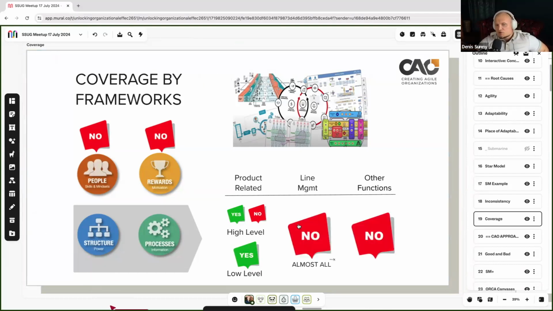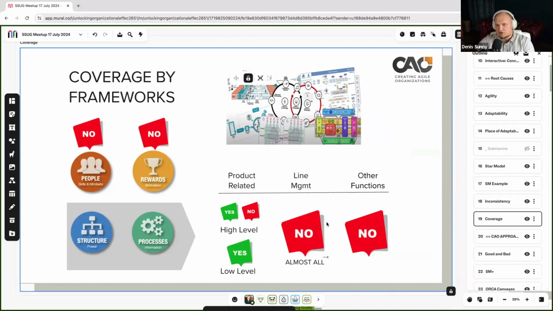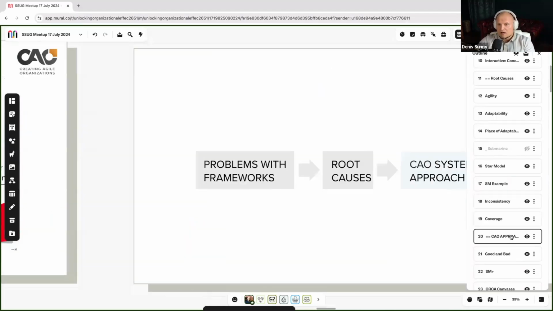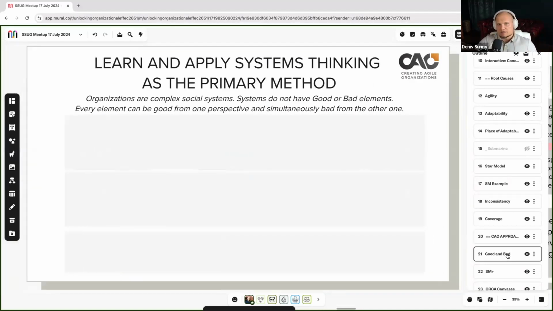However, when it comes to line management, almost no frameworks, with some exceptions, give anything in their prescriptions about how line management should be organized. Speaking about other functions, this is even worse. Yeah, but still, those other functions have a great impact on the way people think and behave, because that is also part of the organizational design. So now coming to the approach that we offer to overcome those challenges.